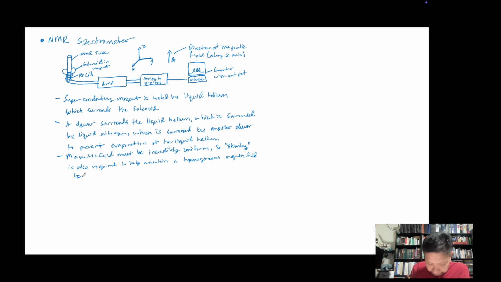What exactly is shimming? Well, shimming actually uses smaller electromagnets, and that's in addition to the superconducting magnets that are already there, right? They're used to maximize magnetic field homogeneity. Homogeneity, right?